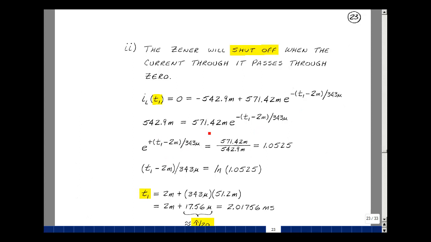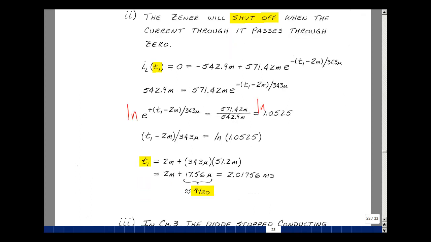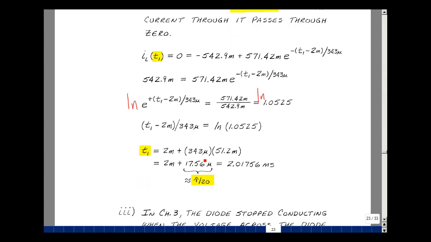I'm going to divide this over here and then bring this over here, taking the reciprocal and making this a plus sign. Make the algebra a little bit easier. The ratio of this to this is 1.0525. Take the natural log of both sides of the equation. The natural log of e is just the argument, which is t1 minus 2 milli over 343 micro. Natural log of 1.0525. Then multiplying by this number, I've got 343 micro times this log, which is 51.2 milli, and then bring the 2 milli on the other side of the equation. Time t1, time it takes the current in the Zener diode to pass through 0, is 2.01756 milliseconds.